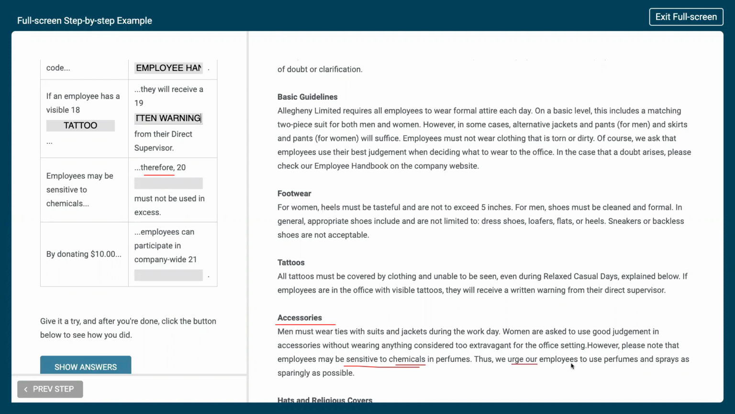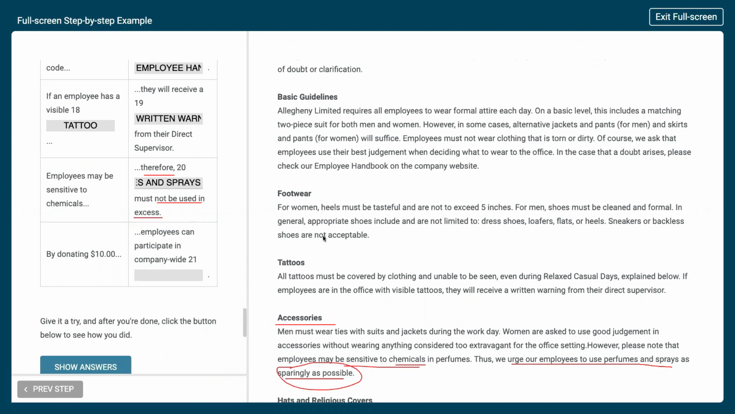We urge our employees to use perfumes and sprays as sparingly as possible. Now, as sparingly as possible is a great way to say not in excess. So note how excess was not used here, but this phrase that is a synonym was used. So that is important to note. And now we have up to 3 words. So we could say perfumes and sprays because it makes grammatical sense. It is up to 3 words. Perfect. So perfumes and sprays.